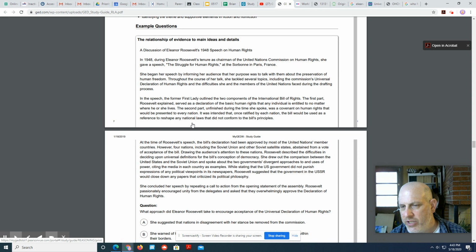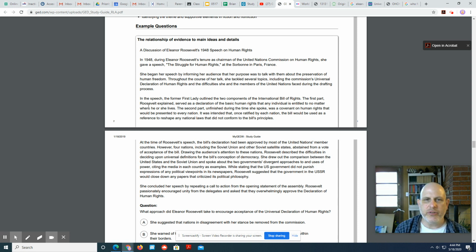Declaration of Independence is very important. It's very important for this test, but it's very important for people to know about. All of these declarations of human rights originate from, copy, the U.S. Declaration of Independence. Check it out. Anyway, maybe we'll make a video on that. And the difficulties she and the members of the United Nations faced during the drafting process, the writing process. We talked about how difficult it was to write this document.